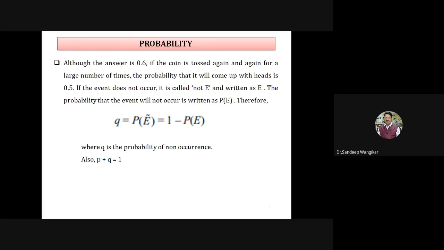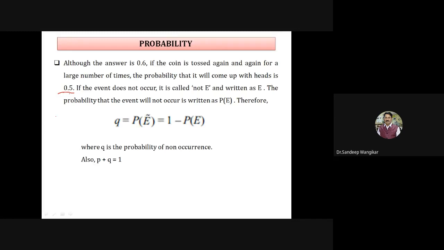Although the answer is 0.6 or 0.7, if the coin is tossed again and again a large number of times, say we have tossed 10,000 times, the probability that it will come up heads is 0.5 only. So here, generalize again. I hope it is mentioned: generalize. So 20 times you can measure here. Okay, so we have arrived at 0.6.